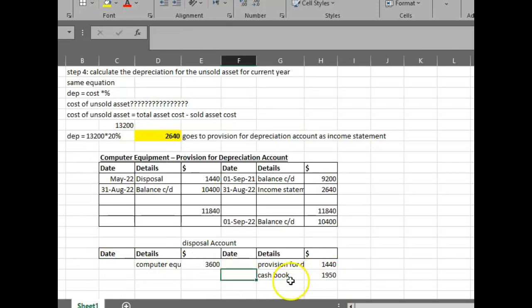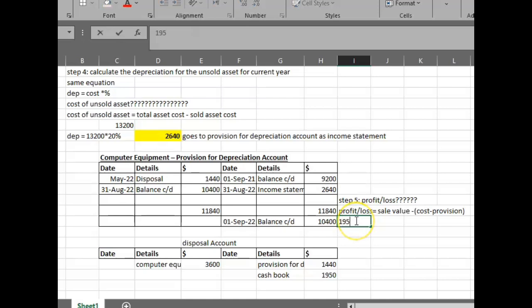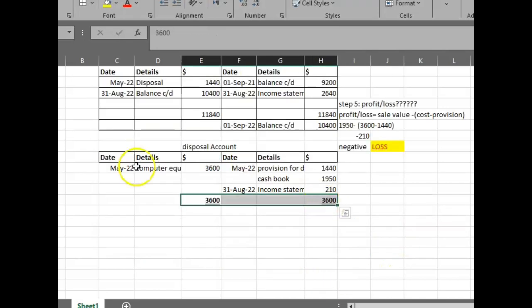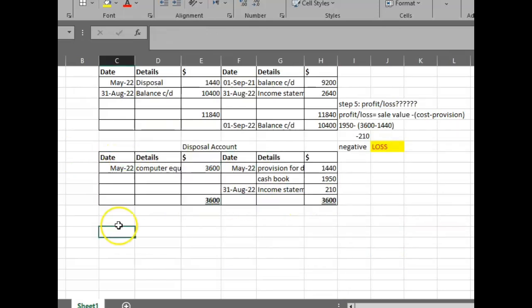After posting these three figures, you have to do Step 5, which is profit or loss. To calculate the profit or loss, you use the equation sale value minus cost of the asset, and then minus the value from Step 3, which is the provision for depreciation of the sold asset. Brackets are very important to get the right figure. You got a negative value, which implies that it's a loss. Calculate in the credit side. Then, calculate the total on both sides. It must be equal. If it's not, go back and check what mistake you have made.